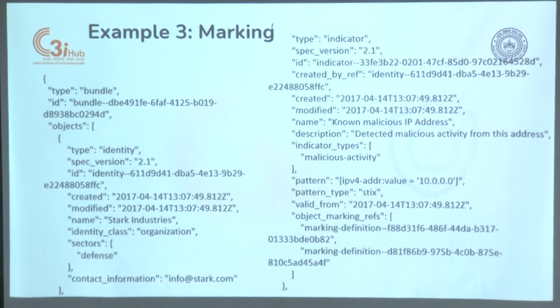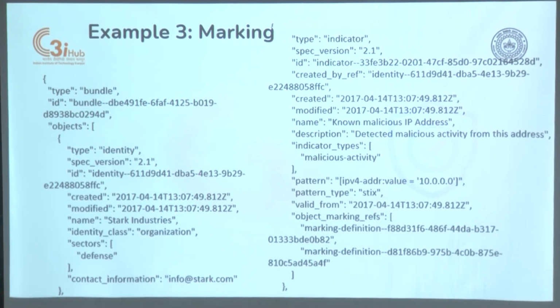Now, marking. Marking is, like we said, for traffic light protocol or something, like to say whether something can be shared, whether something has to be suppressed, etc. So, you see that in this example we have again a bundle. Within the bundle there are objects. Within the objects array, the first object is an identity, and this is the Stark Industries name, and it has an ID. It is a defense sector industry. It has contact information.